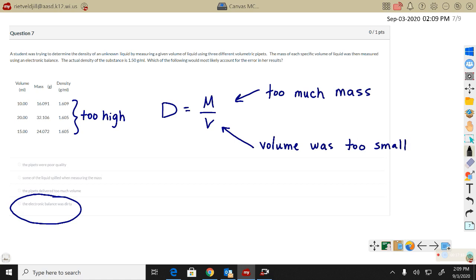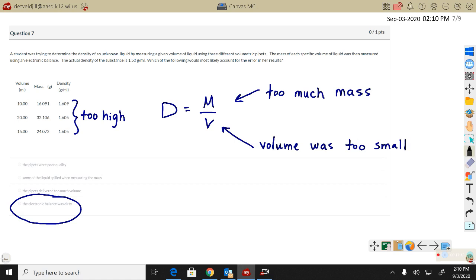The mass of each specific volume of liquid was then measured using an electronic balance. So maybe I sucked up a certain volume and then I squirted it into a plastic weigh boat on the electronic balance. So I've got the masses, I've got the volumes, and I've got the densities for 3 trials, but the densities are all too high. The actual density should be 1.5. I'm looking for a reasonable source of error.